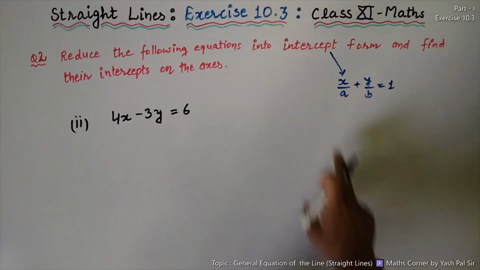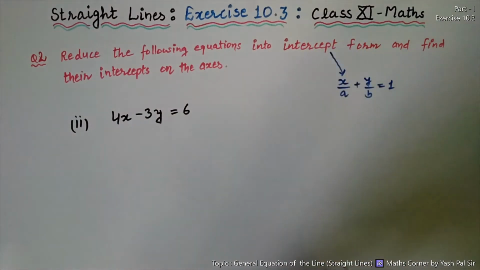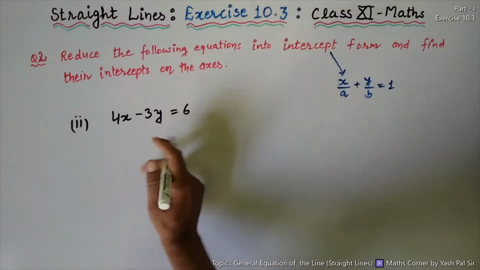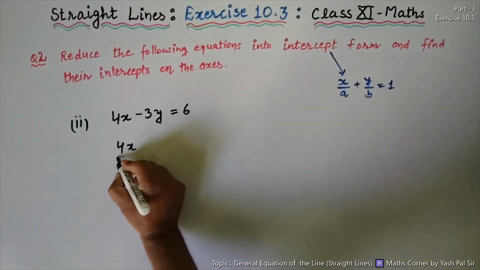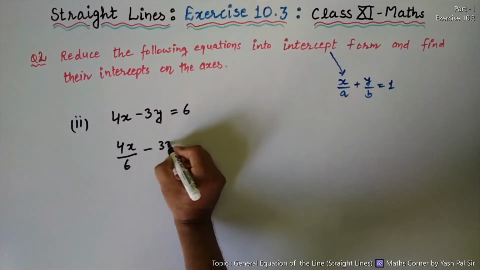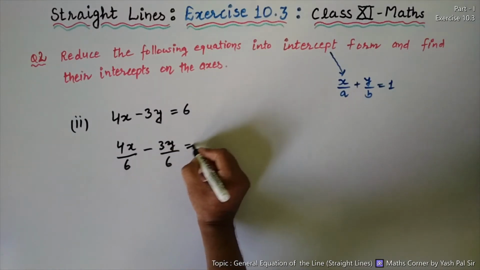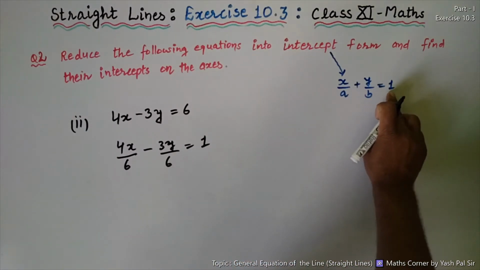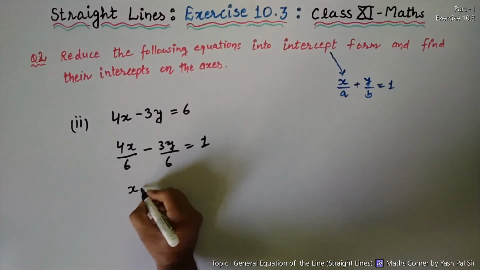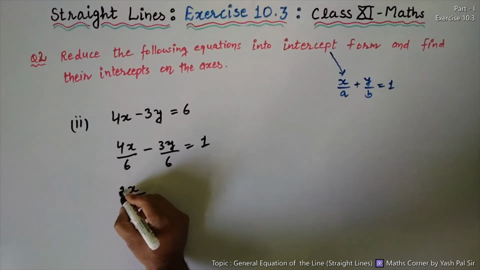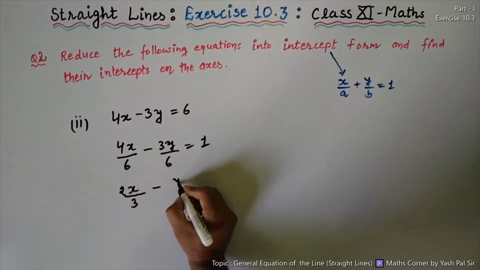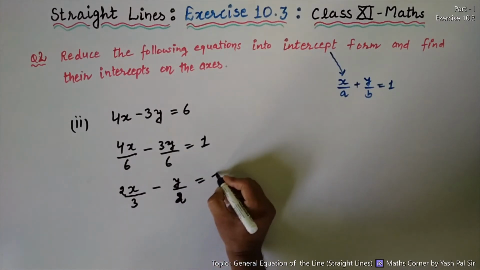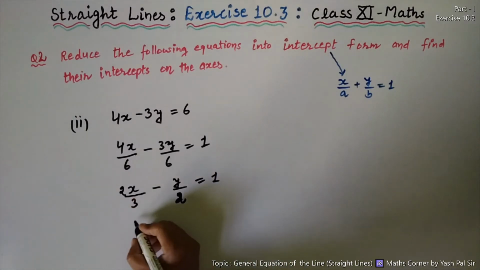4x minus 3y is equal to 6. Again we have to convert this into intercept form. The right hand side should be equal to 1. So dividing throughout by 6, we have 4x divided by 6 minus 3y divided by 6 is equal to 6 divided by 6, meaning 1. So 1 is obtained. Now solving this, we have 2x divided by 3 minus y divided by 3 into 2 is equal to 1.